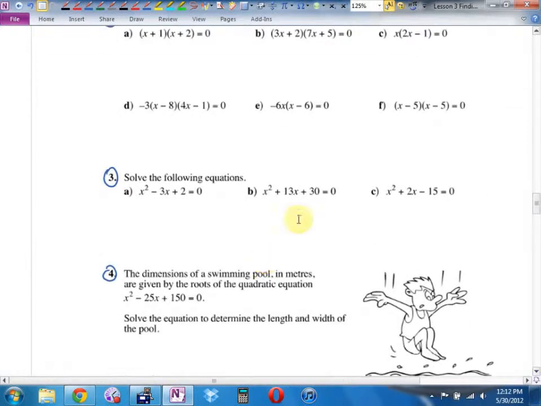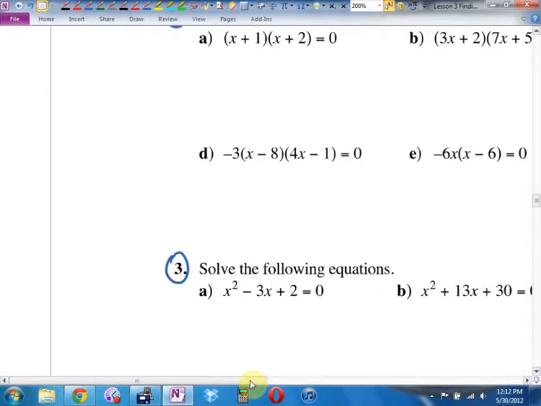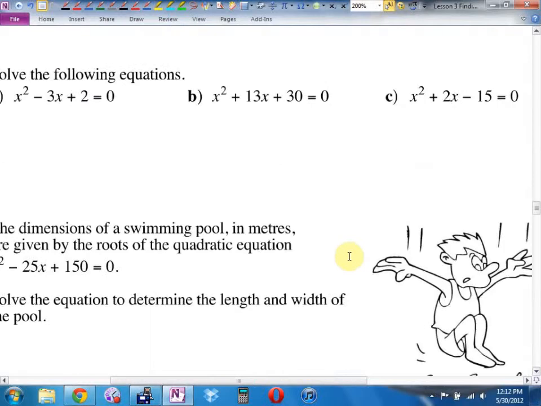3B? What kind of a quadratic? How do I know? Got it squared. Is it equal to 0? Good. Numbers that multiply to 30 and add to 13. 10 and 3?